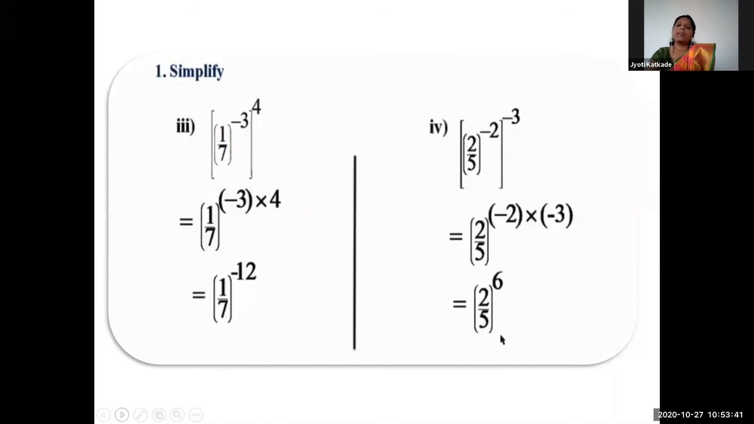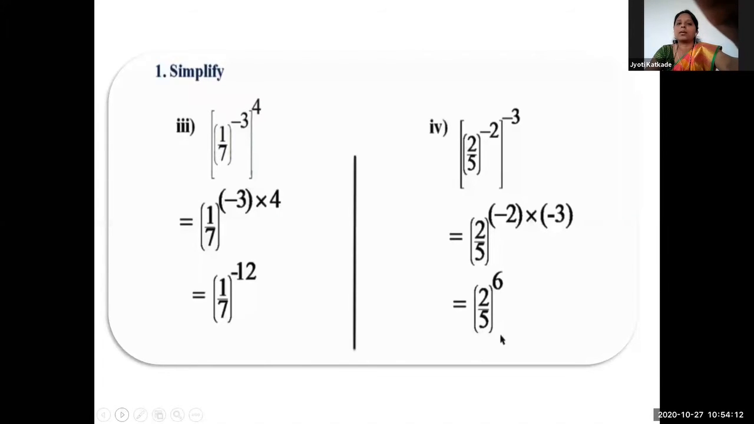Now fourth example is 2/5 bracket raised to minus 2, again bracket raised to minus 3. In the same way, take multiplication of power. Minus 2 into minus 3, we get 2/5 bracket raised to plus 6. You know the rule. When we multiply minus to minus, then the answer we get is positive. So 2 divided by 5 bracket raised to 6. Okay.